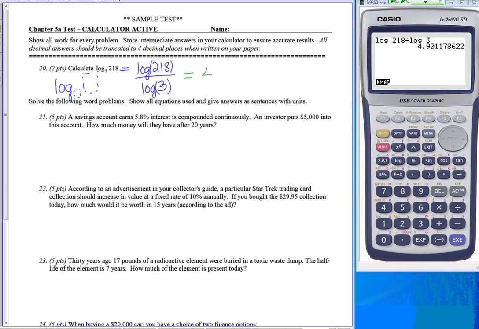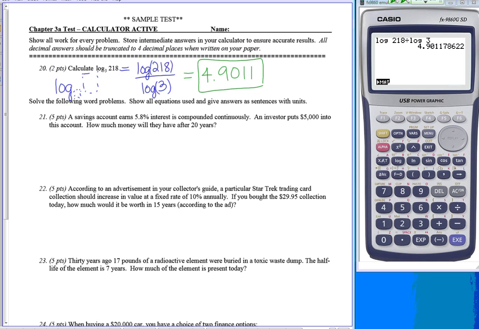So I'm going to have 4.9011. That's just making sure you know how to find a log in your calculator. For 21 on, we're solving word problems. I'm supposed to show all equations used and give answers as a sentence with units.